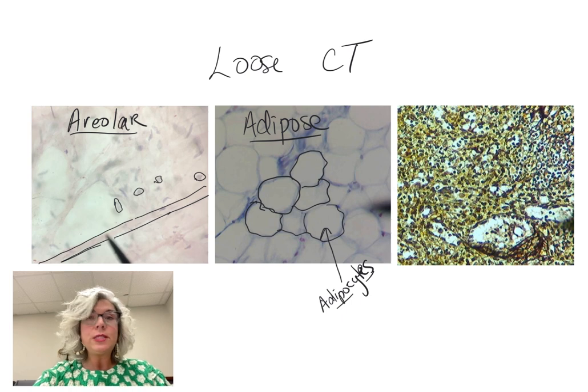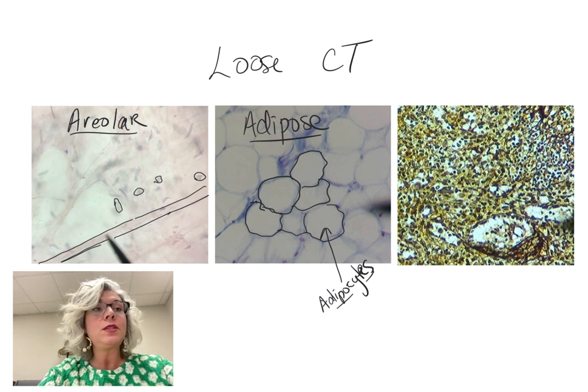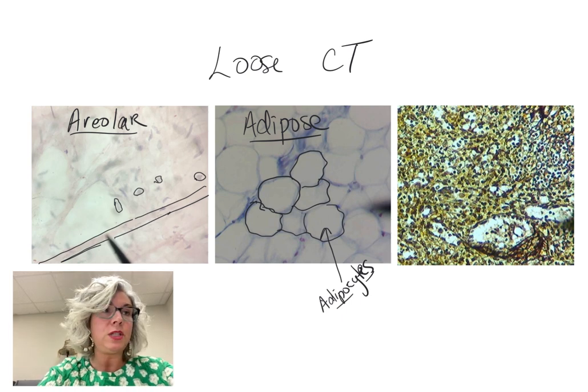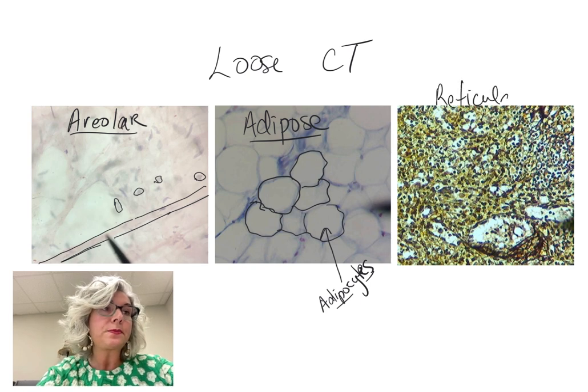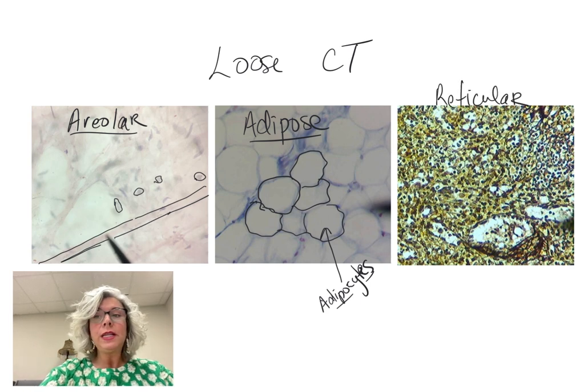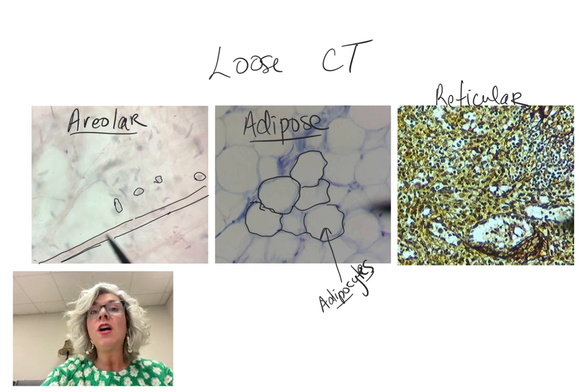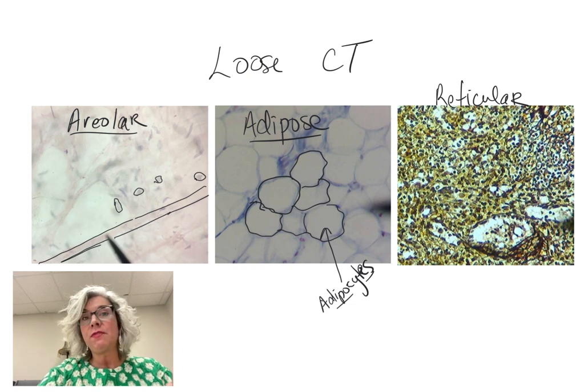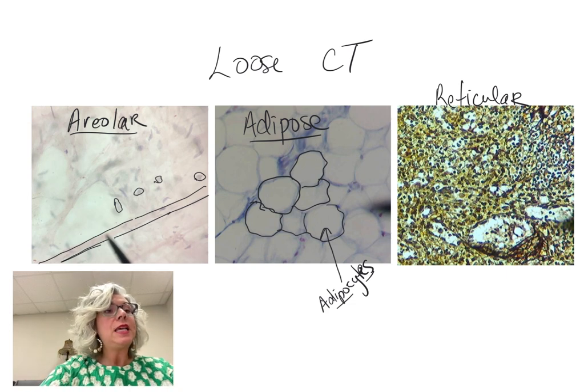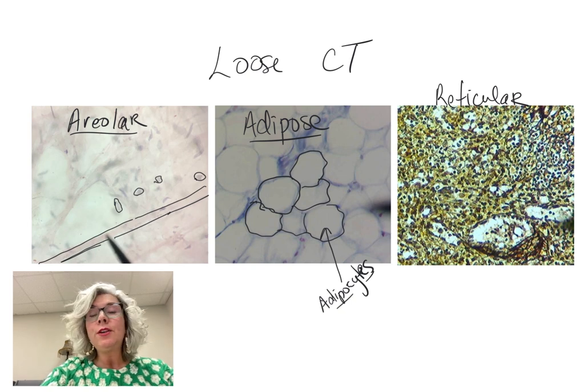The third loose CT that you see here on the end is called reticular connective tissue. Now I'm going to write it at the top so you can see it. Reticular. Reticular connective tissue is characterized by a network of thin collagen fibers. They're actually called reticular fibers. It's a modified collagen fiber. So all the little dark lines that you see running through are reticular fibers.